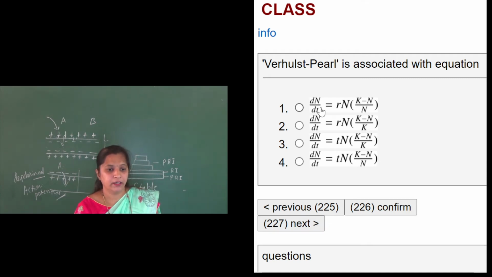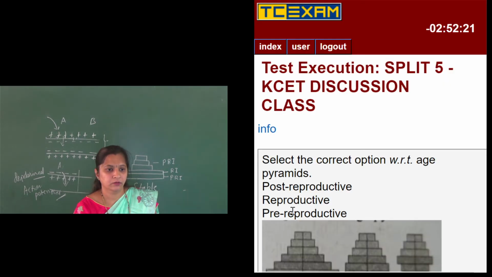That is, dN/dt equals rN (K minus N) divided by K is the equation associated with Verhulst-Pearl logistic growth. The second option is correct here. Then next question.